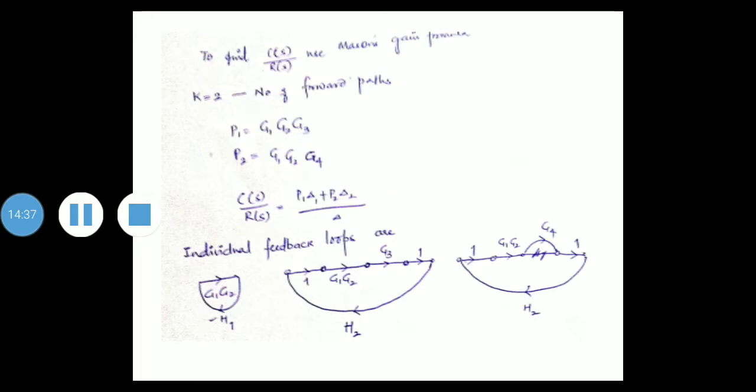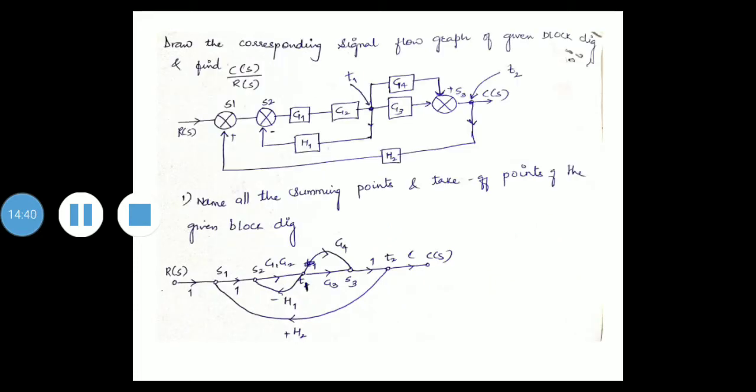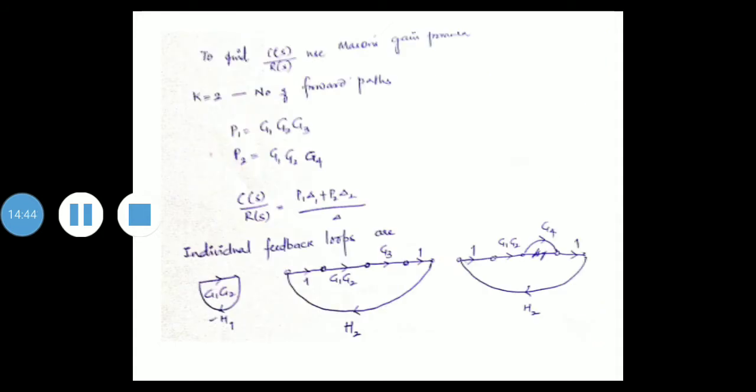Now the individual feedback loops. How many feedback loops are there? You find out from this, it is shown here. These are the individual loops. This one is a feedback loop, G2, G1, minus H1. This is G1, G2, G3, H2, and this is G1, G2, G4, minus H2. Okay, so those are written.